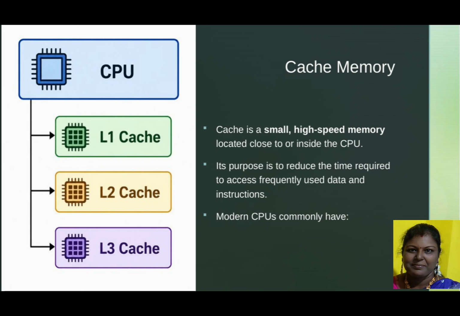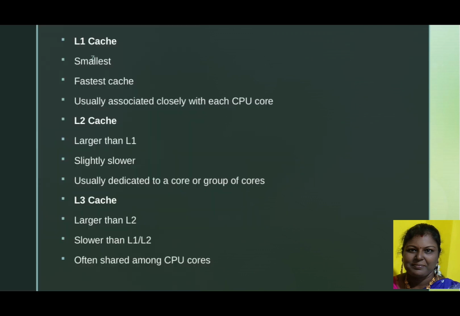Let's break down the different levels of cache in a CPU. First, there's the L1 cache. It's the smallest and fastest, sitting right next to each core for lightning-quick access. Next up is the L2 cache. It's bigger than L1 but a bit slower, usually dedicated to a single core or a small group. Finally, the L3 cache is the largest and slowest of the three, often shared across multiple cores. Together, these caches balance speed and size to keep data close and processing smooth.